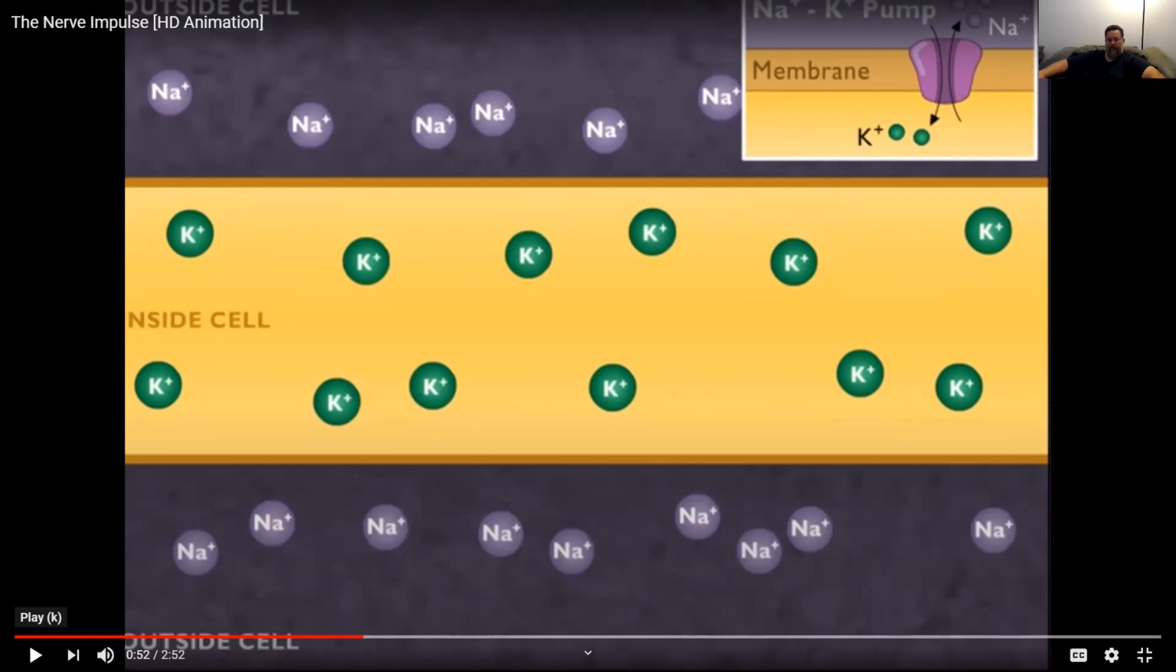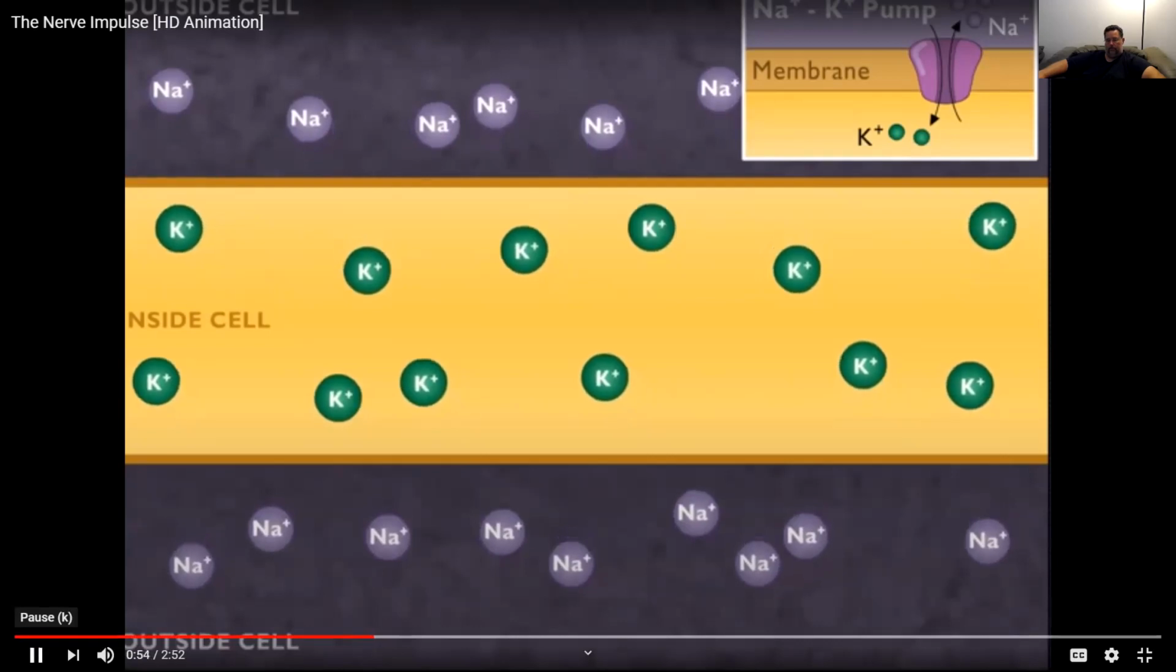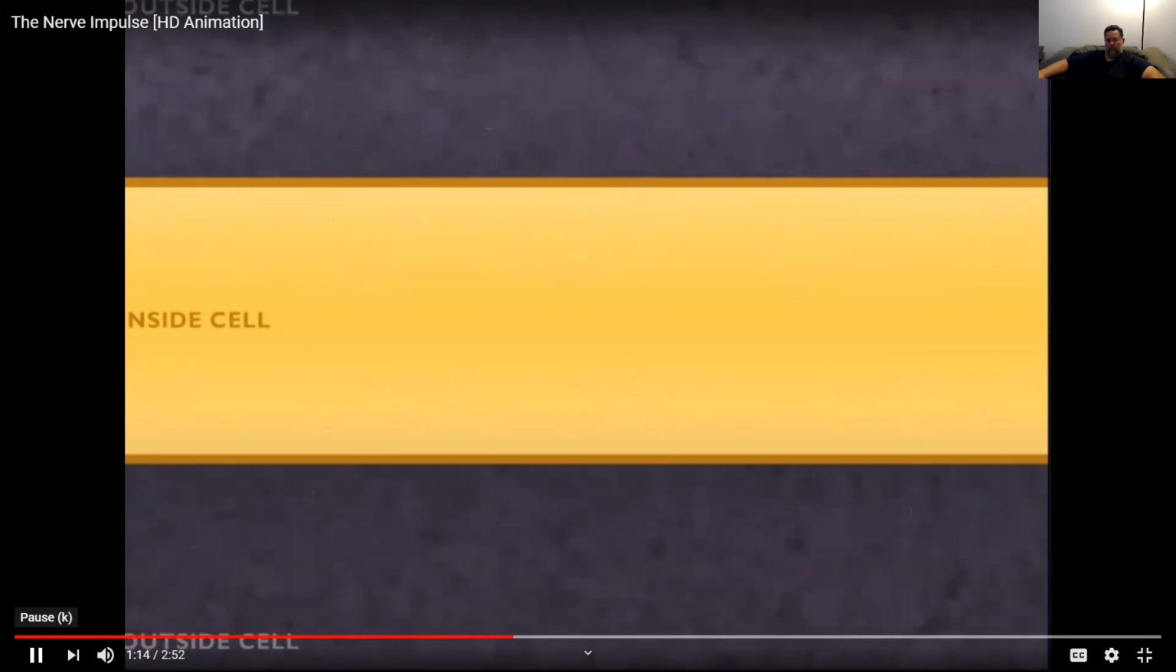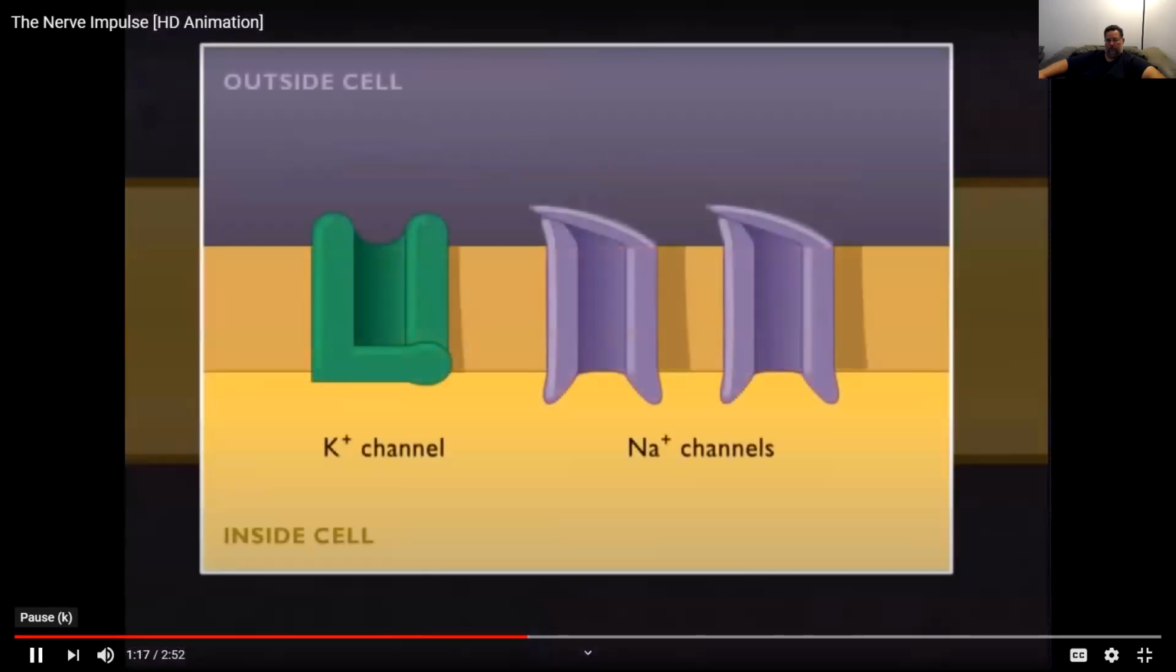The overall result is that the exterior of the cell has a net positive charge and the interior has a net negative charge. The difference in charge between the interior and exterior of the cell is called the resting membrane potential. A nerve impulse begins when a stimulus disturbs the plasma membrane on a dendrite, causing sodium channels to open.